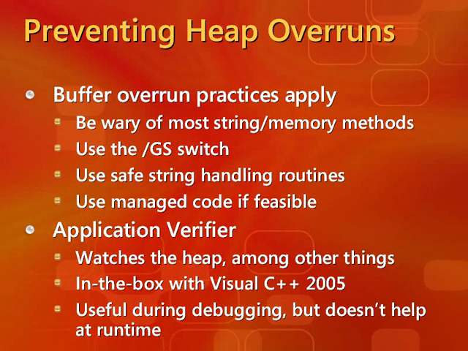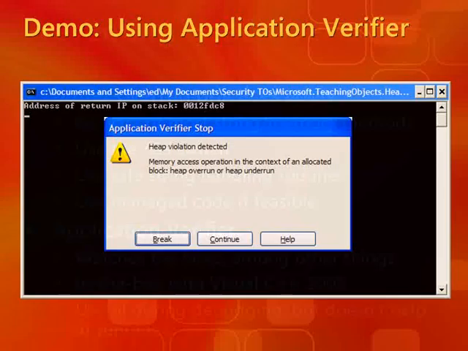Now the application verifier is a tool that we're going to cover because it provides ways for you to watch the heap among other things in order to make sure that your code isn't doing anything that could be risky. It's actually in the box with Visual C++ 2005 and requires one add-on that you can download. It's useful during the debugging process, but it's important to keep in mind that it doesn't help at production runtime. So you run it while you're debugging your application, but it doesn't help once you've deployed it out to the field and have your customers using it. So you need to really pay attention during the debug process and really stretch your code to the limits, and the application verifier can help you find problems.